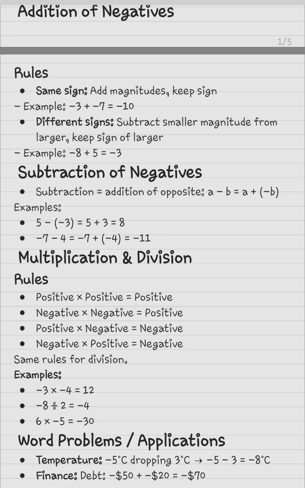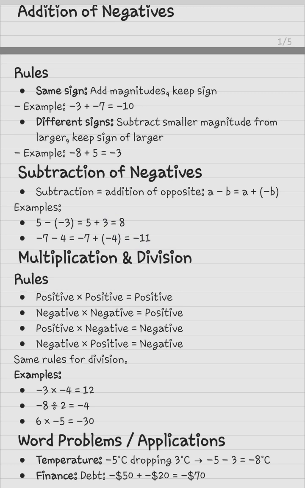Next, let's address subtraction. Subtraction is best understood as the addition of the opposite. This means when you see a subtraction sign, you can change it to an addition sign and flip the sign of the following number. Example 1. 5 minus -3 becomes 5 plus 3, which equals 8. Example 2. -7 minus 4 becomes -7 plus -4, which equals -11.